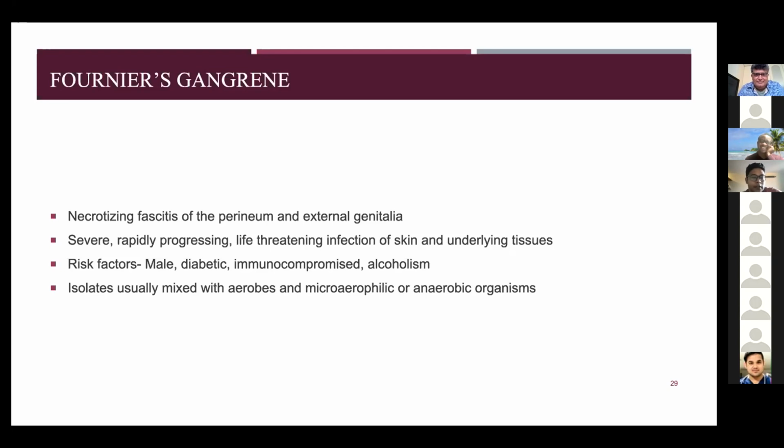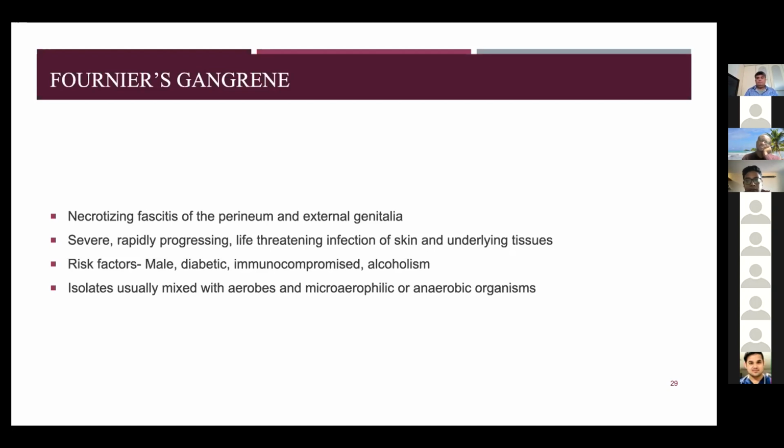Continuing on, necrotizing Fournier gangrene is basically necrotizing fasciitis of the perineum and external genitalia. It is a severe, rapidly progressing, life-threatening infection of skin and underlying tissues. The risk factors mainly include male sex, being diabetic, immunocompromised, an alcoholic, or an IV drug user as well. The isolates usually show a mix of aerobes and microaerophilic or anaerobic organisms, which may be gram-positive or gram-negative.